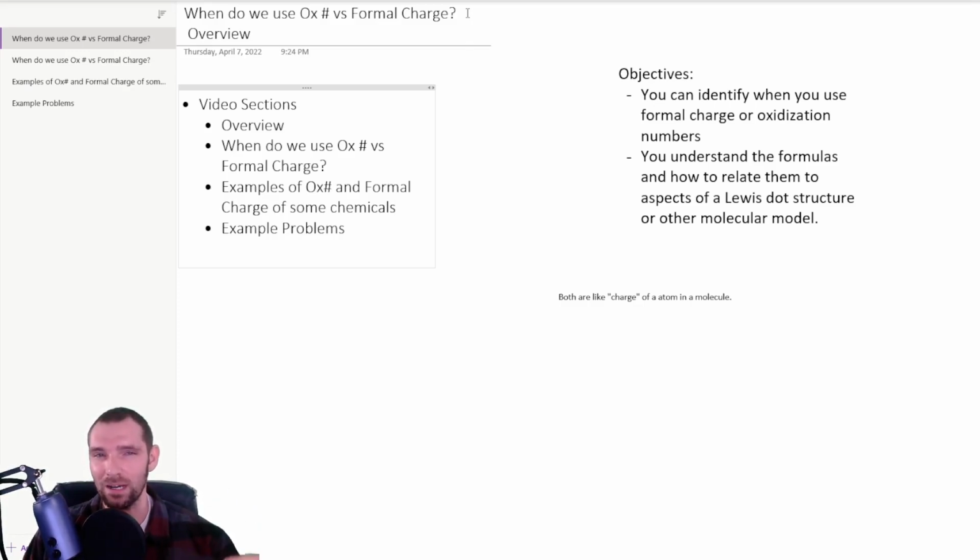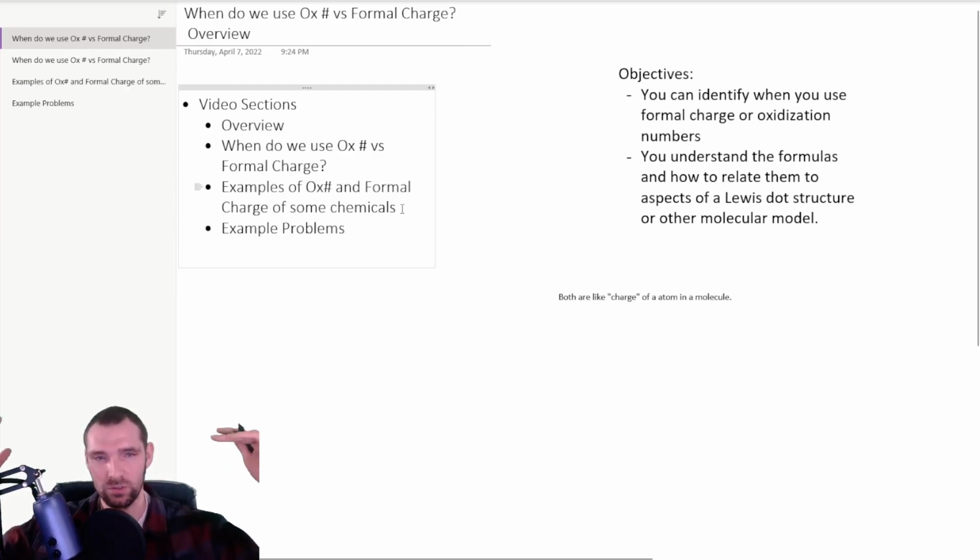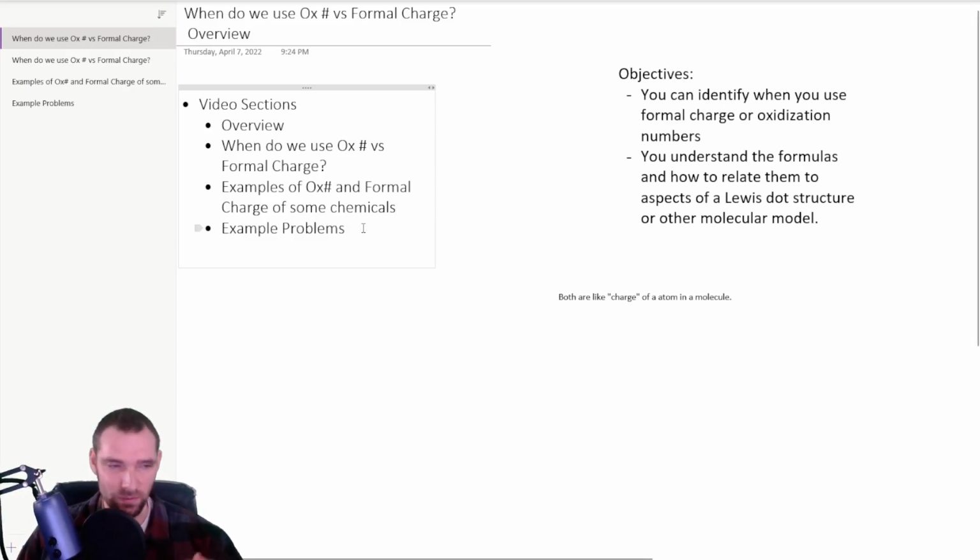And if you understand why we're using them in different situations, then you'll use the right one in the right situation, right? So we'll go over when you use them, then we'll do a couple examples so you can contrast these two things, and then we'll do some example problems where you would be asked to work with one or the other, oxidization number or formal charge.